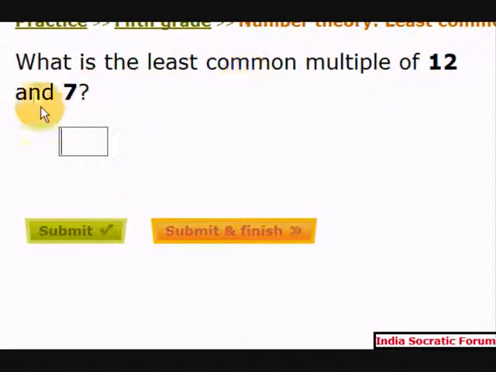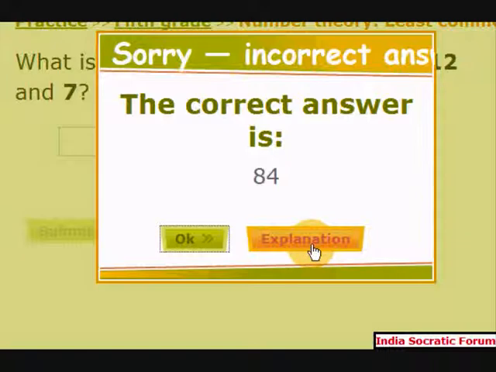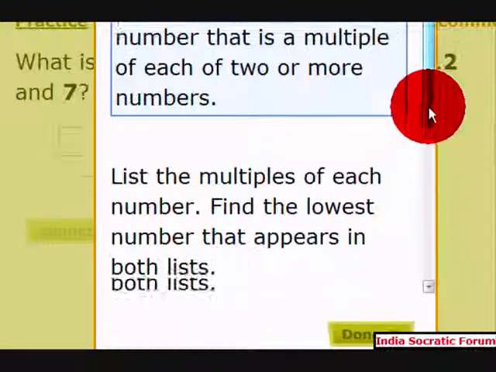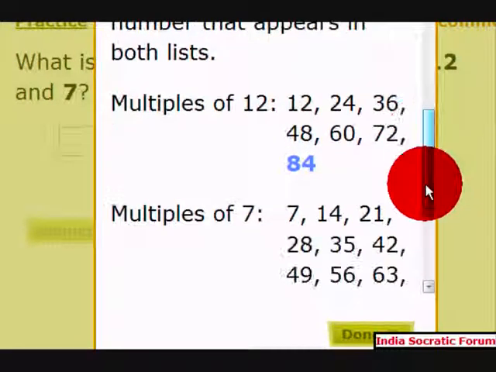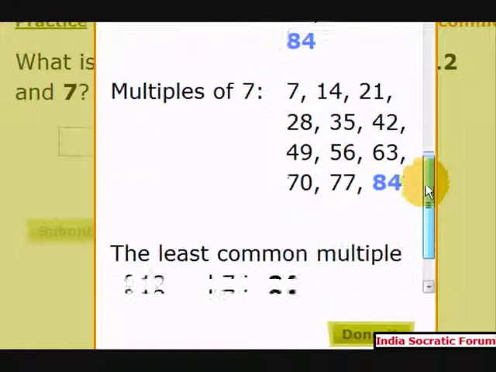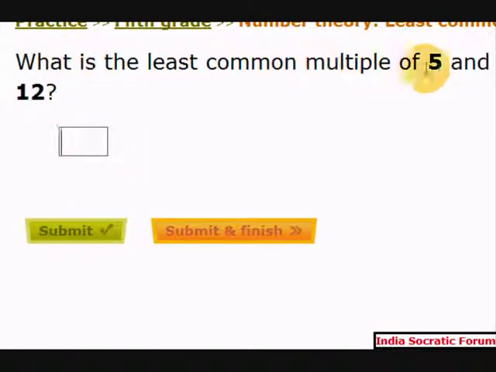The least common multiple of 12 and 7. LCM of 12 and 7. Pause the video. The answer is 84. Do you know why? Read this loud. List the multiples of 12 and 7. Tell it loud. Which one is common? 84 is common. Which one is minimum? Least. 84 is minimum. Least common multiple of 12 and 7 is 84.